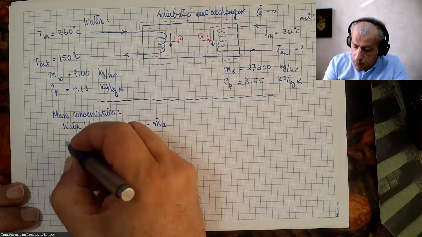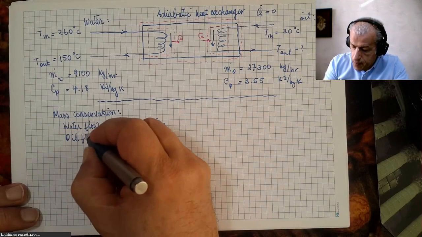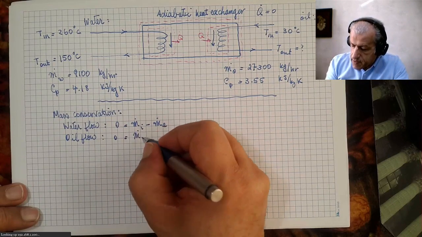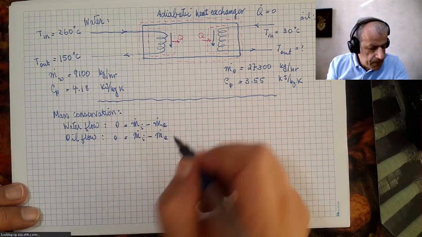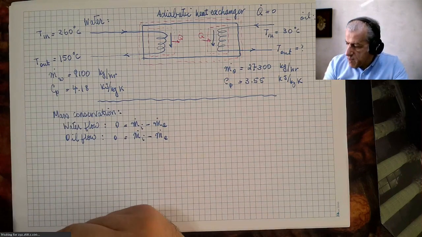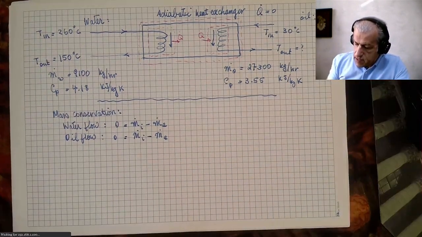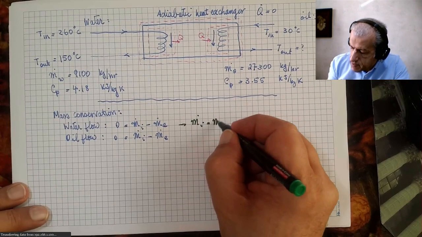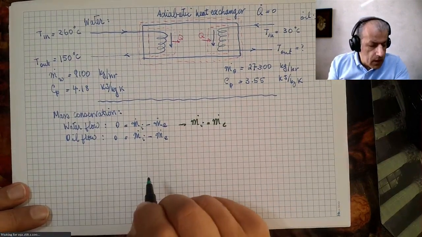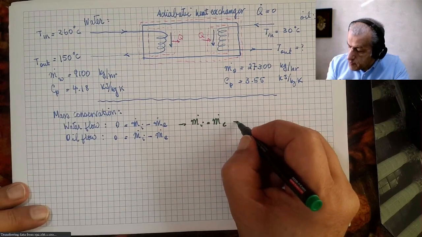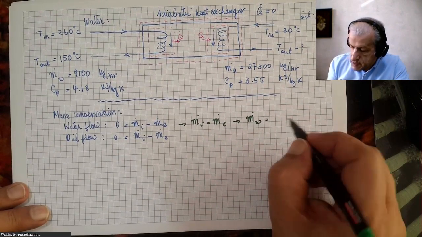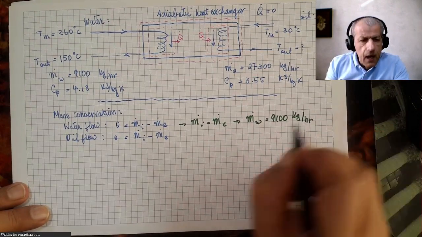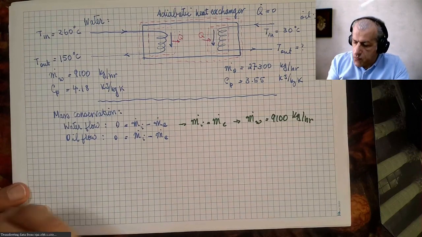For the oil side, for oil flow, 0 equals m dot I minus m dot E. And the conclusion we make from these two equations is that m dot I equals m dot E, okay, and m dot for water is 9100 kilograms per hour. So this is what we conclude for this stream.